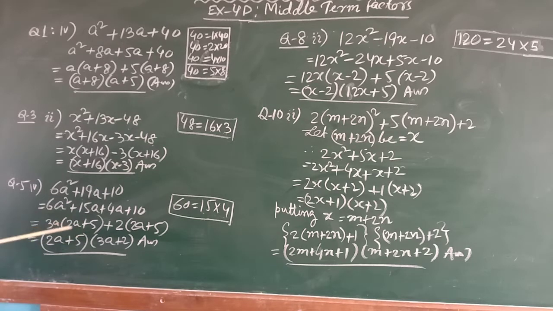Why 5? 3 fives are 15a. See, taking 3a common among these two, 2a plus 5 remains. Among the other two take 2 common so that the remaining will also become 2a plus 5. So among these two again, 2a plus 5 will be common and the left over is 3a plus 2. So this will be the answer, 2a plus 5 into 3a plus 2.